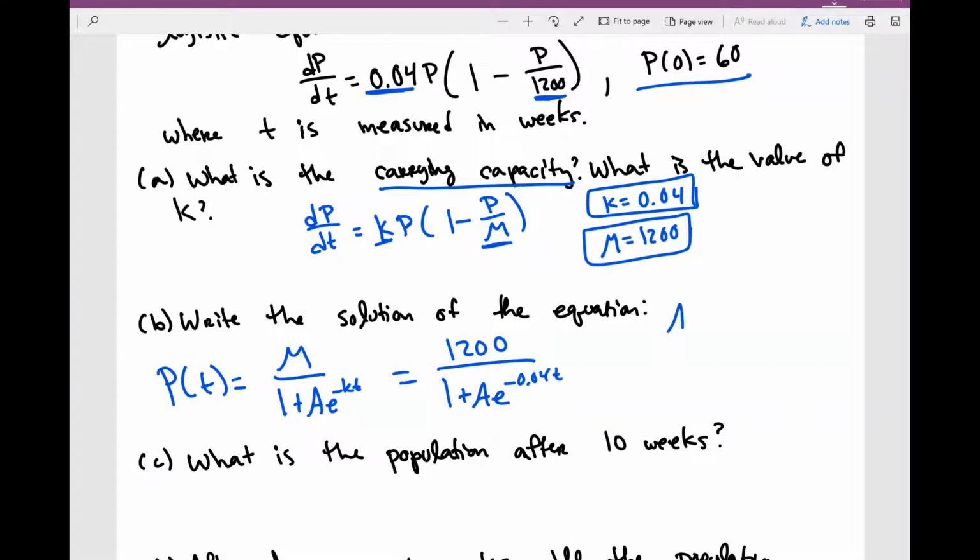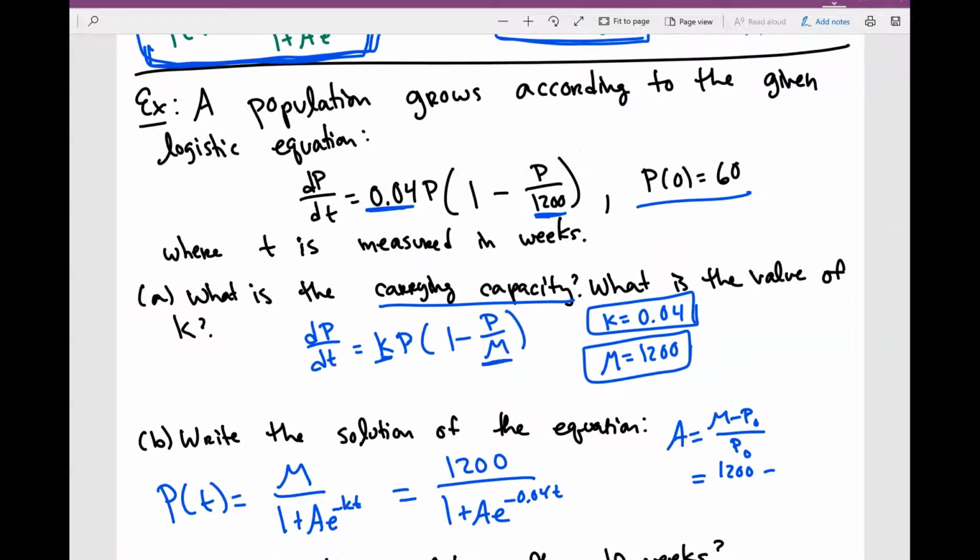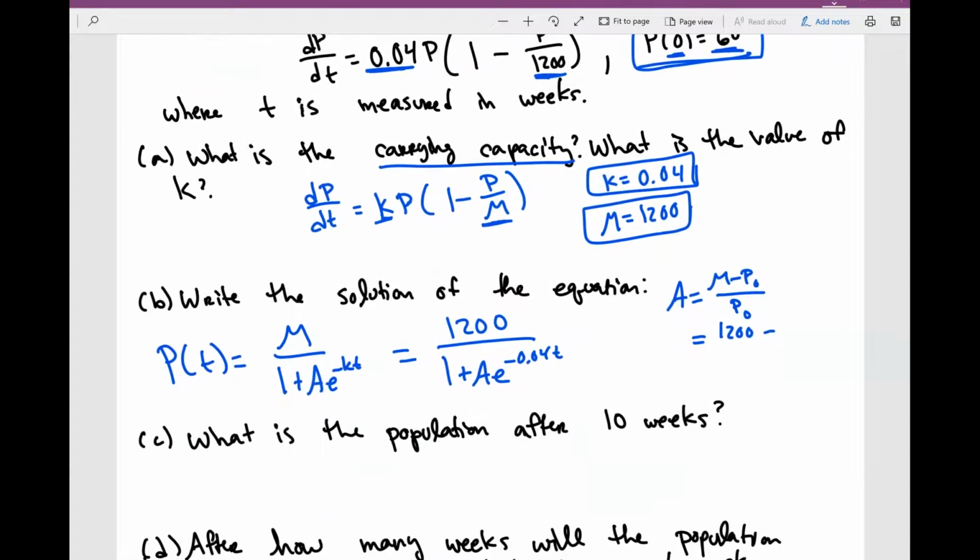Now, what is A going to be equal to? Well, A is equal to M minus the initial population divided by the initial population. Okay, so M in this case is 1,200 minus the initial population. Do we know the initial population? Yes, we do. It's given to us as an IVP. So this initial condition says that at time equals 0, the initial population was 60. So I'm going to have 1,200 minus 60 divided by 60, which is going to give me 19. So I'm going to plug that in there.